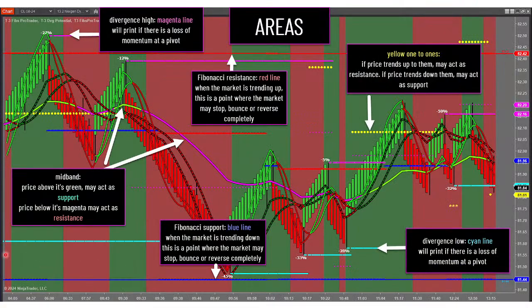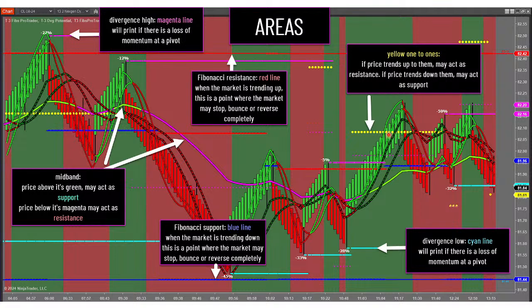These areas, and I dropped this picture in the room as well. Divergence high lines. Anytime you hear me say divergence, it means there was a loss of momentum right at this pivot. These lines that come off of that loss of momentum, that come off of that pivot, may stop the market. Fibonacci resistance, the red lines. Fibonacci support, the blue lines. Both of these areas can create a bounce, a fight, and a reversal in the market. And these yellow one-to-ones are fibs that print real time.